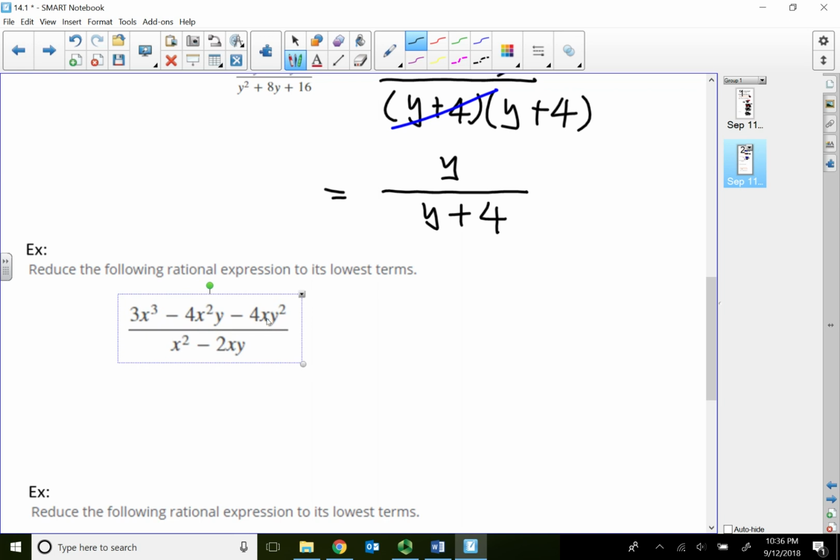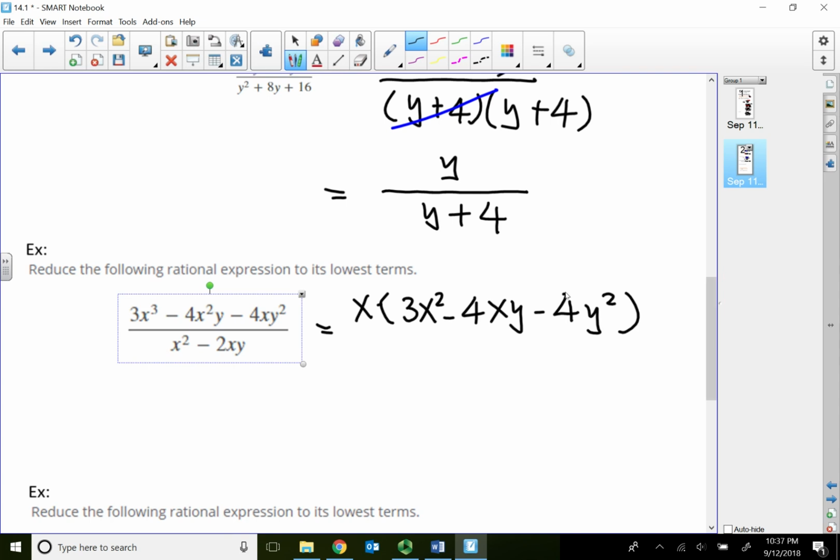Greatest common factor, I do have one, which is x. I can factor an x out. If I factor out an x, what's left is 3x squared minus 4xy minus 4y squared.